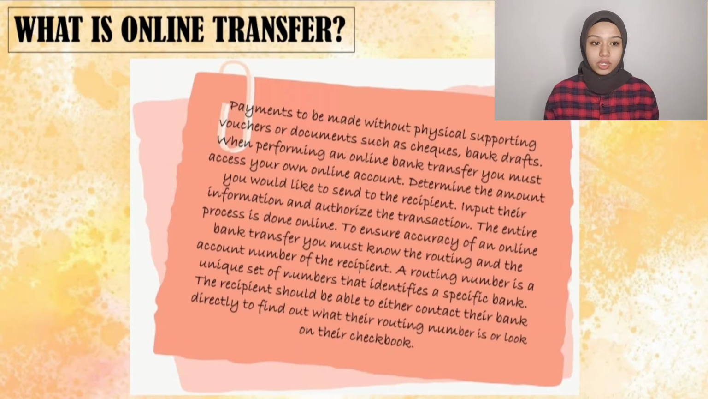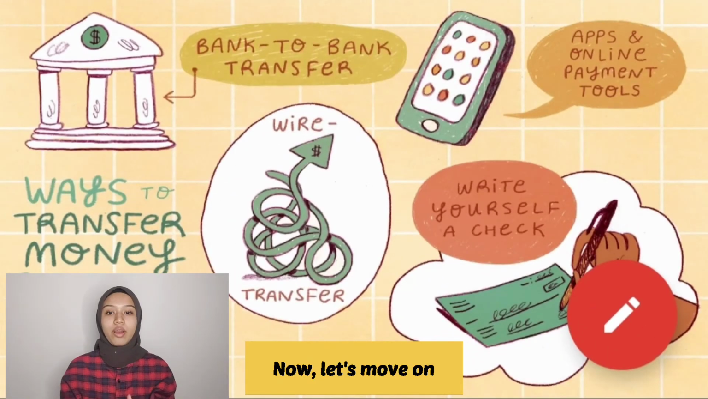To ensure accuracy of an online bank transfer, you must know the routing and the account number of the recipient. A routing number is a unique set of numbers that identifies a specific bank. The recipient should be able to either contact their bank directly to find out what their routing number is or look on their checkbook. Okay, now let's move on.